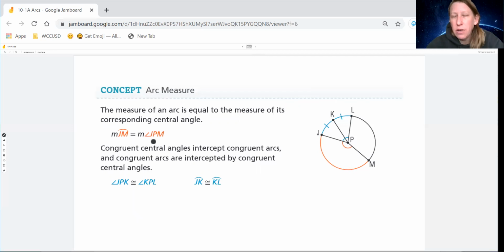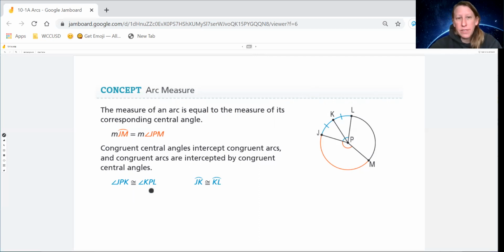measure of the central angle. So we can look at arc JM, and that number is going to be the same as the measure of this angle in here. Angle JPM is a central angle. It has its center at P. And so if I know the measure of this angle, then I know the measure of the arc. It's really, really straightforward.